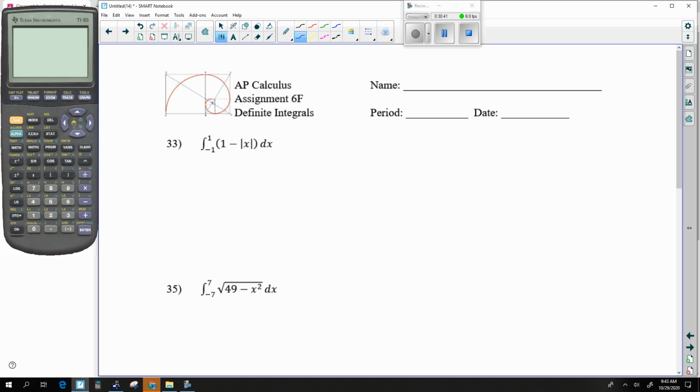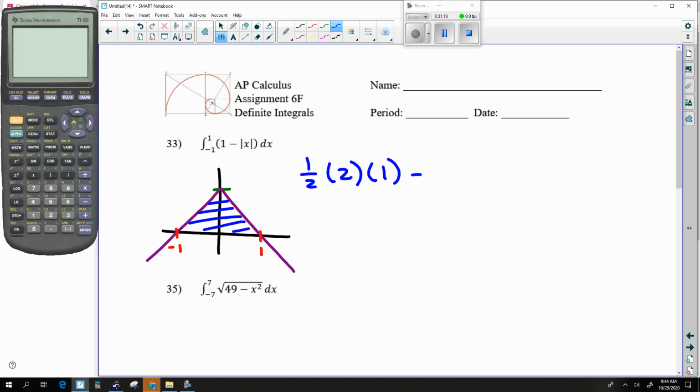So 1 minus the absolute value of x. This has a y-intercept of positive 1, and it's an upside down absolute value. Okay, so that has slopes. This would be positive 1, this is negative 1. And they want to know what is the area from negative 1 to positive 1. This is the area right here. So this is going to be a triangle. 1/2, the base has a length of 2 and a height of 1.